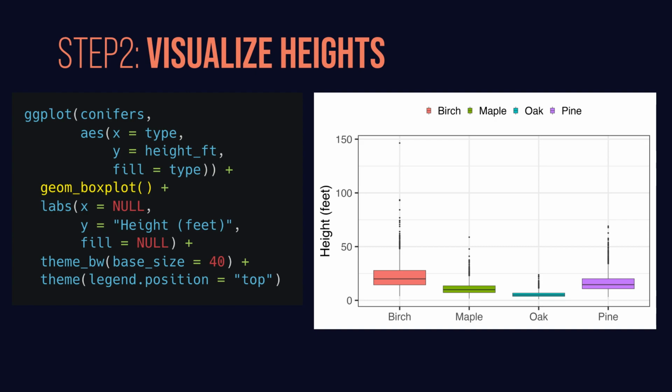As we can see, the median value of height of birch trees is the highest and the median value of the oak trees is the lowest. Pause here and try to do the same for the girth variable.